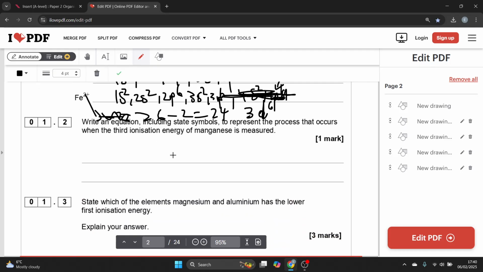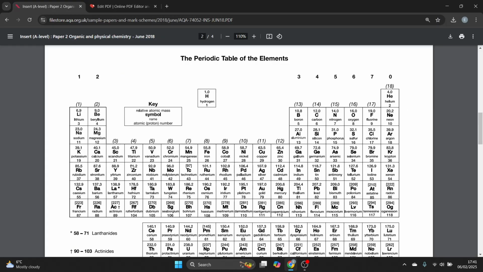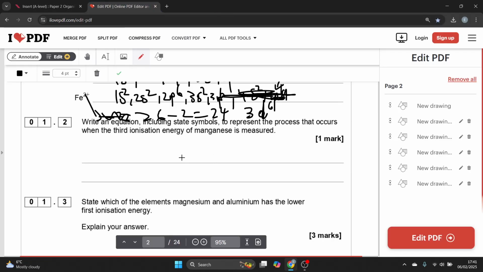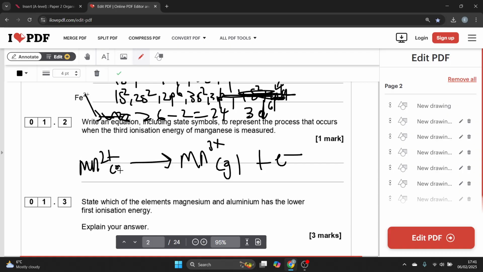Write an equation to represent when the third ionization of manganese is measured. So manganese is, I don't even know the formula, Mn. Okay, so it's going to be Mn2+ gaseous minus e minus arrow Mn3+ gaseous plus e minus.